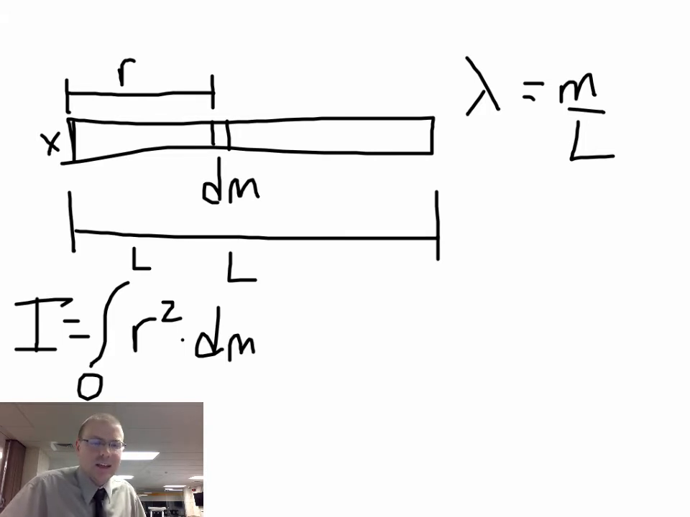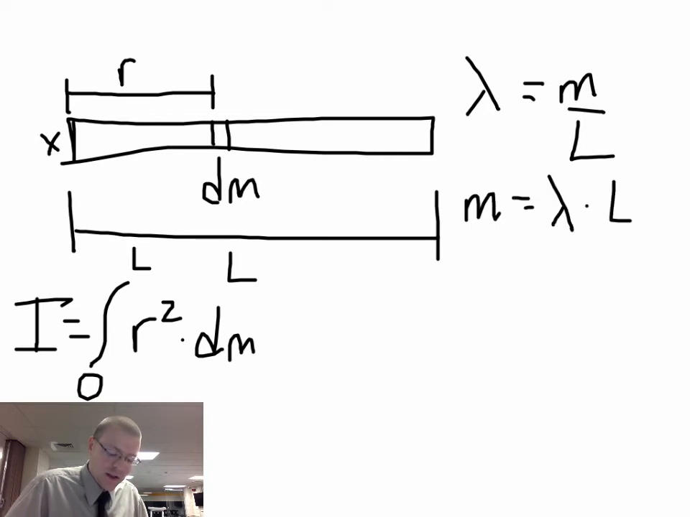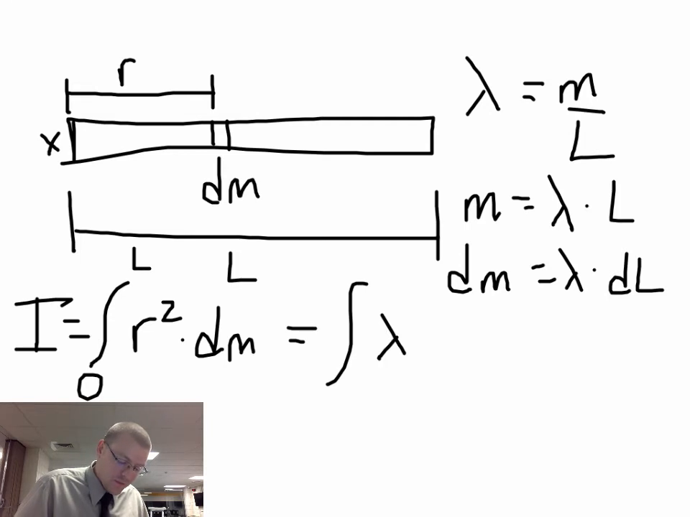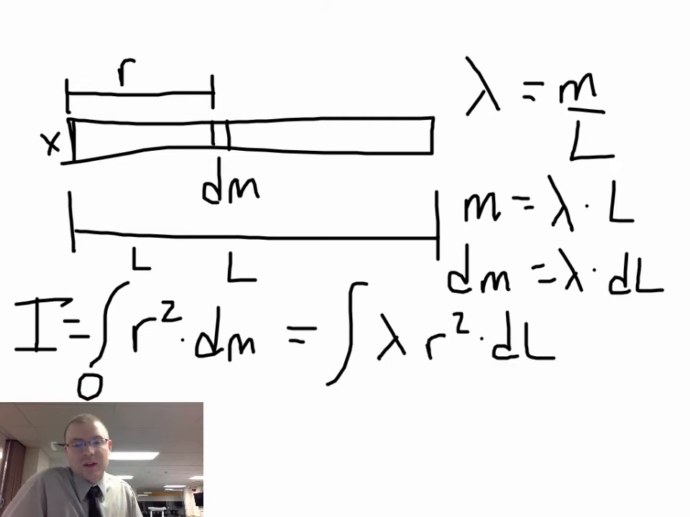But now we have to look at that dm. Over here I've got the relationship that is lambda, mass per length. So if I want to solve for mass, that just gives me lambda times L. But the equation doesn't have just mass, it has dm. So I've got to take the derivative of mass, and lambda is a constant, so I leave that alone, and I multiply that by now dl. So dm equals lambda dl. Let's substitute that in. So we substitute that in for dm, we get lambda r squared dl.